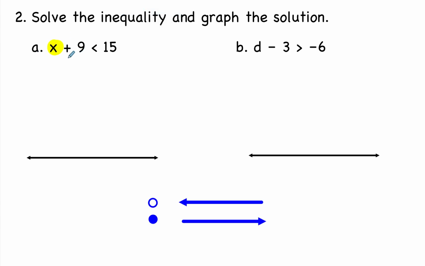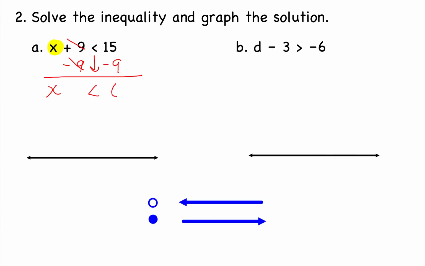So 9 is being added to the variable. So I want to do the opposite and subtract 9 from both sides of the inequality. I only subtract it one time from both sides. So a plus 9 and a minus 9 add to 0. I still have an x on the left-hand side. Keep your inequality the same. You just bring that right down.